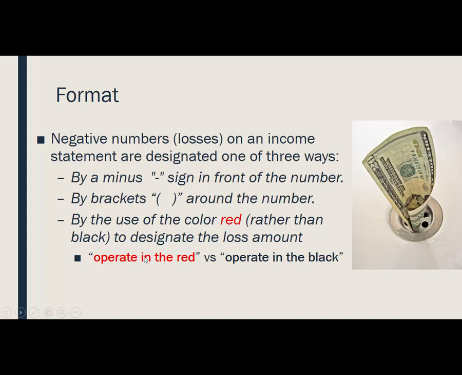Okay? That's why we say operate in the red or operating in the black. If you're operating in the red, it means that you are operating at a loss. You are losing money on your income statement. If you're operating in the black, it means that we are making money. Okay, we are having a profit. We're experiencing a profit. Get used to these terms as we move forward in this class.